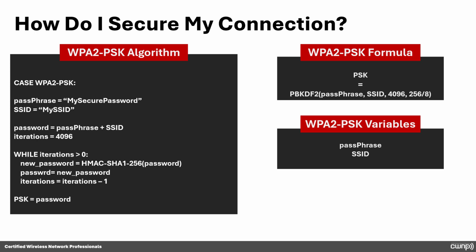So we now know that our passphrase is not our passphrase. Our passphrase is actually our passphrase and our SSID. They're both utilized in this process. We also know that we don't just do one process of conversion, but we actually do 4,096 iterations of conversion. We hash it nearly 4,100 times. And that final hash is what we use for our PSK, and then we derive our PMK from that PSK.